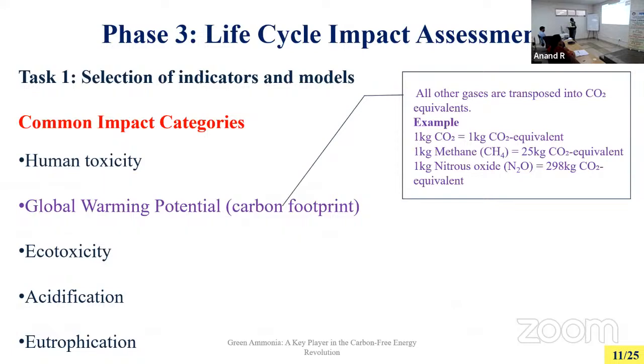Life cycle impact assessments. The common impact categories are human toxicity, global warming potential. So for the replacement of the Haber-Bosch process, among the different assessment methods, we are focusing on this category, global warming potential, GWP. So how do we eliminate the carbon dioxide completely, because to produce 1 ton of ammonia, they are saying about 100 tons of CO2 will be coming out, 100 times.